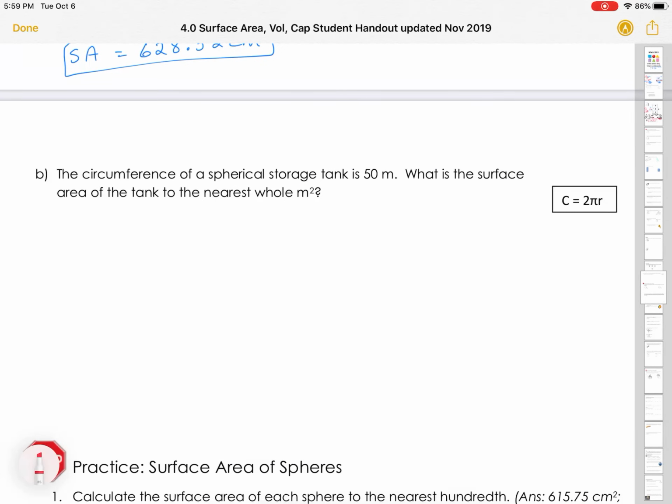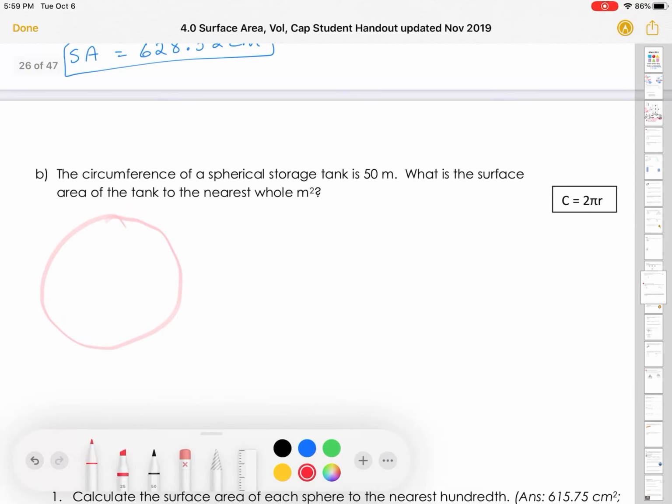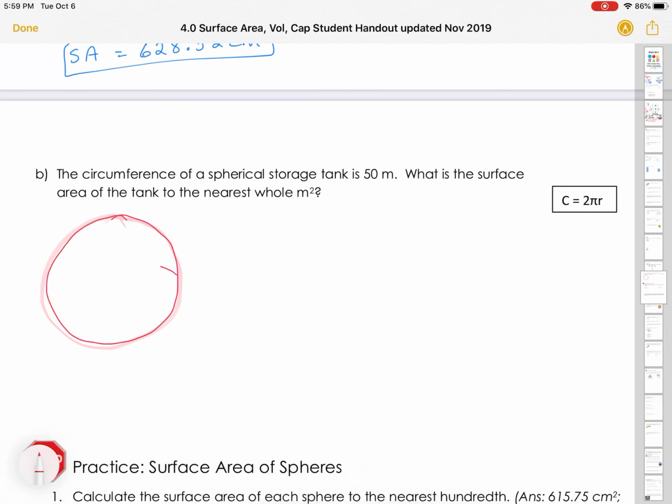Okay, another practice question. The circumference of a spherical storage tank, this is tongue twisters for Mrs. Finley, circumference of a spherical storage tank, yep, is 50 meters. What is the surface area of the tank to the nearest whole meter? So we have our storage tank, right? So it's a spherical storage tank, and its circumference, so the distance around, is 50 meters. So we have to think about, how do we find out what our radius is? So first, find the radius.